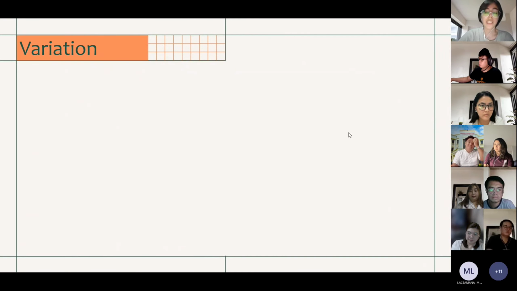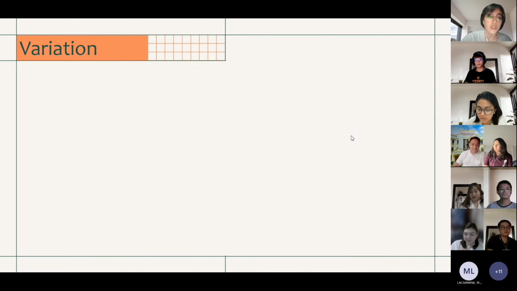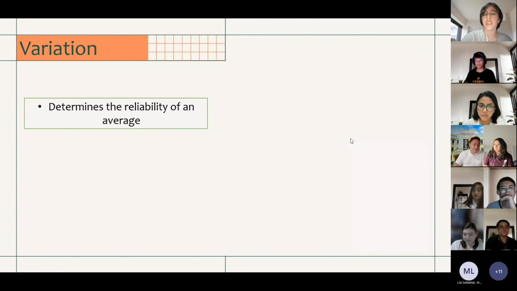Now, yung mga nabanggit kanina ni Mr. Perfecto, ay yung mga tinakal namin kanina, yung standard deviation, yung variance, yung quantiles, yung range, that are all the properties of measuring of variation. Pero bakit nga ba natin kailangan pang sukatin or alamin kung ano yung variation ng set of data mo? So first is, it determines the reliability of an average.